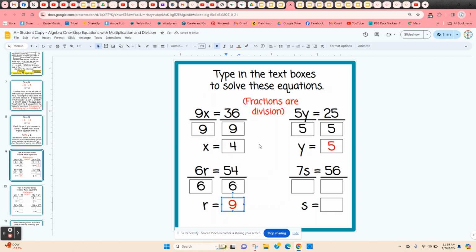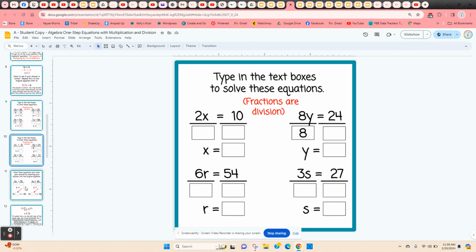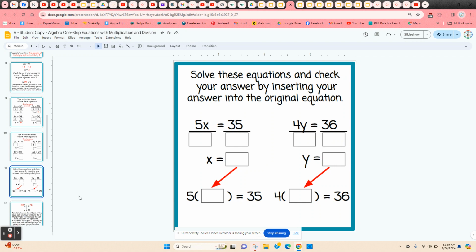And you want to explain to the students that even though this is simple, they might be able to do these in their head. These are the steps they need to follow when the equations become more difficult. So they've got a few more to practice, and then they've got some to solve and then check their answer.